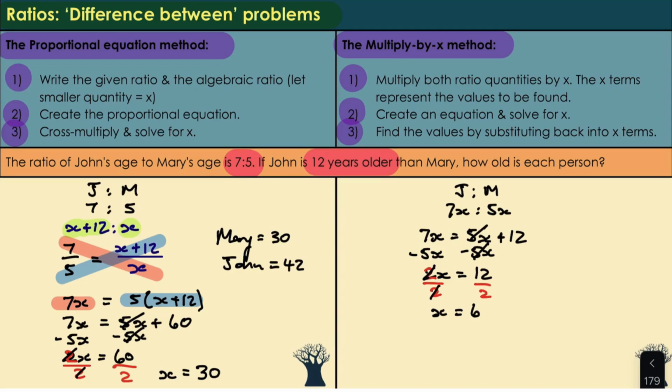Now we know that x is 6, so to get John's age, we do 7 multiplied by x, 7 multiplied by 6, which is 42. And to get Mary's age, we do 5 multiplied by 6, which is 30. And we have our answers, 42 and 30.